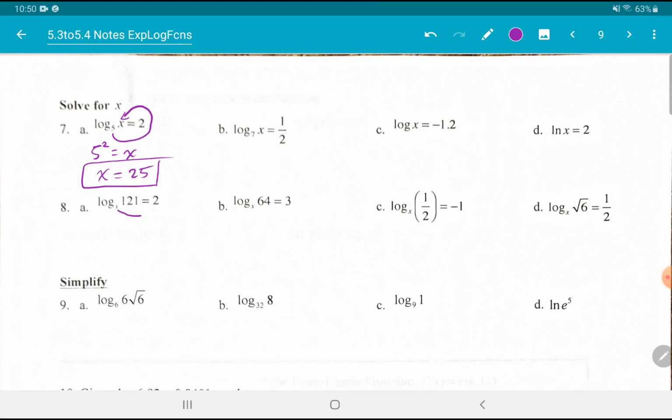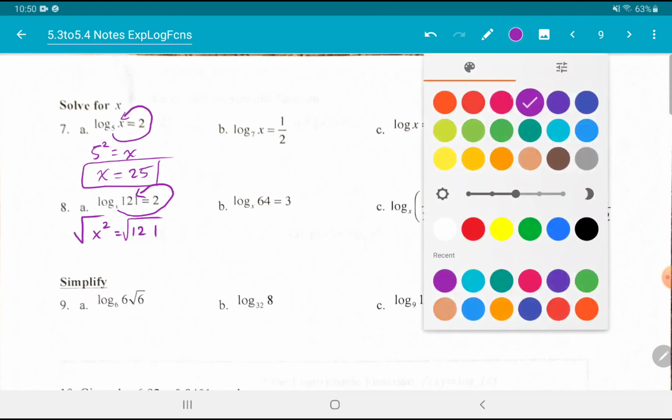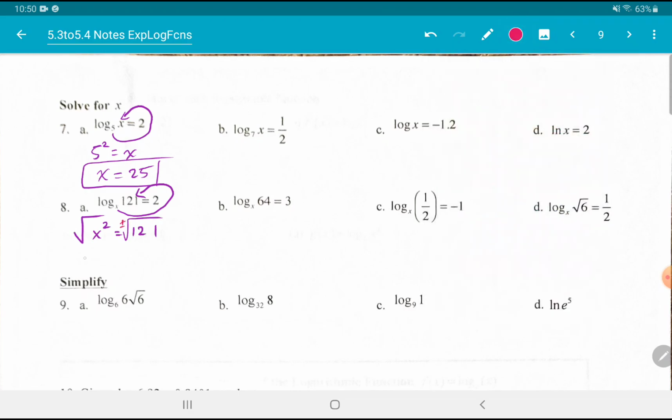Number 8a, let's do the loop trick. What we're saying here is x squared equals 121. In solving for x, remember, whenever you take the square root on both sides of an equation, you always need plus minus. So now we get that x is equal to 11 and negative 11. Now, one interesting thing about number 8 here is, remember that the base value cannot be negative. Base cannot be negative. And for that reason, we actually take out the negative 11. We only have the answer of 11 in this case.